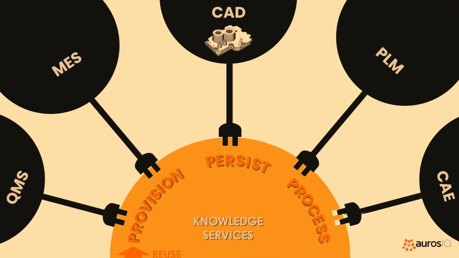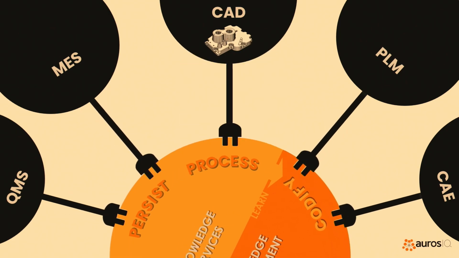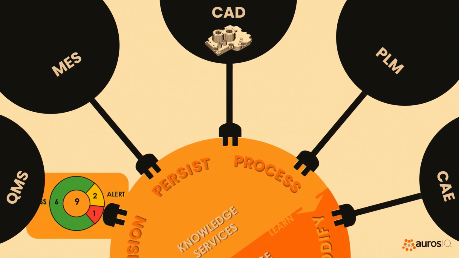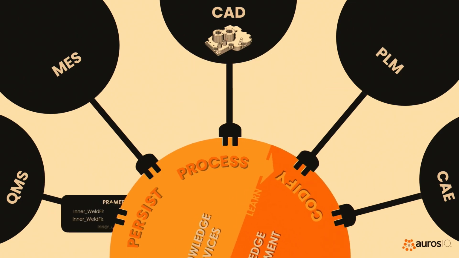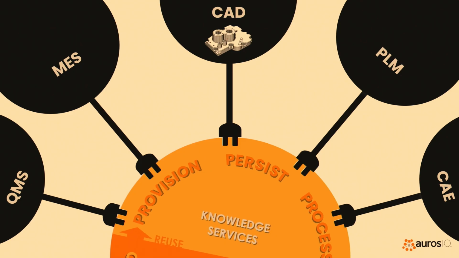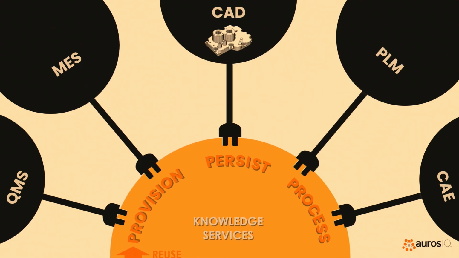But there are other applications that get an equal amount of benefit from creating connections into the knowledge services layer, like QMS systems, manufacturing execution systems, PLM systems, the simulation tool sets. We can provision that same information into those tool sets, process that information, and persist that data equally as well across all those systems. And it's when we get into this collection of systems doing those interactions that you really start to develop a cognitive state.